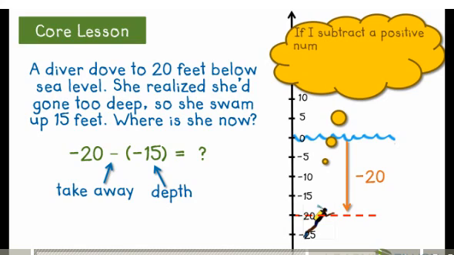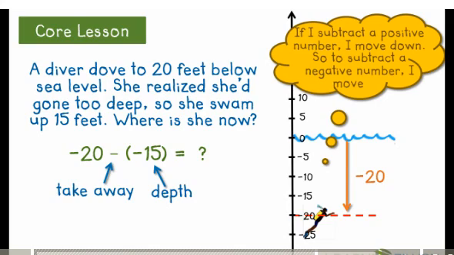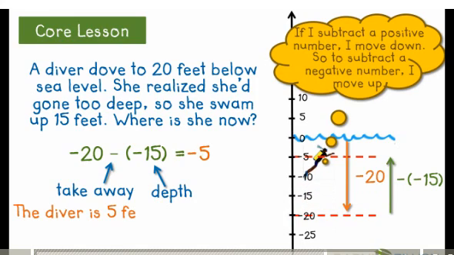Again, if I subtract a positive number, I move down. So to subtract a negative number, I must move up. We are taking away some of the depth. The answer is -5. The diver is 5 feet below sea level.